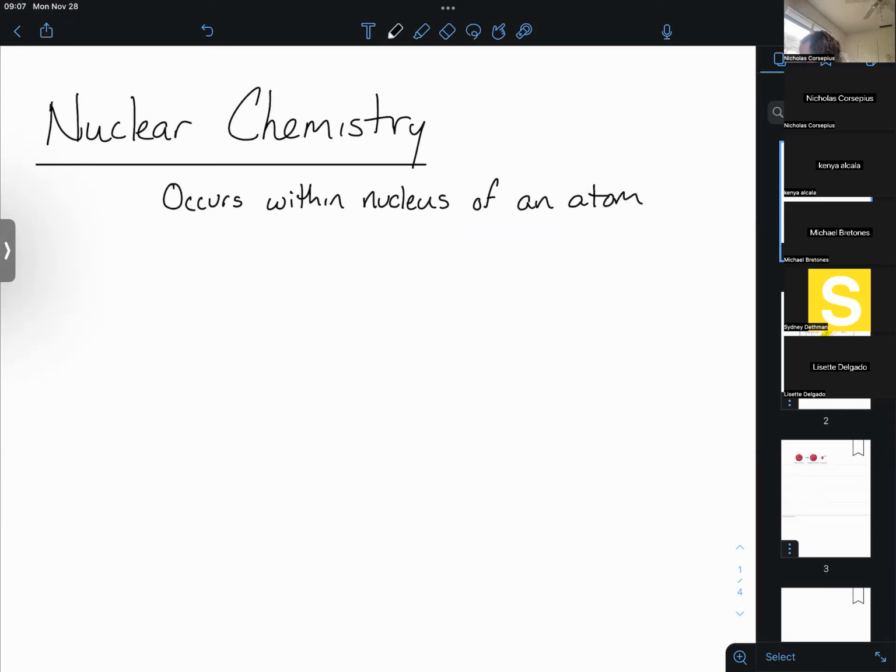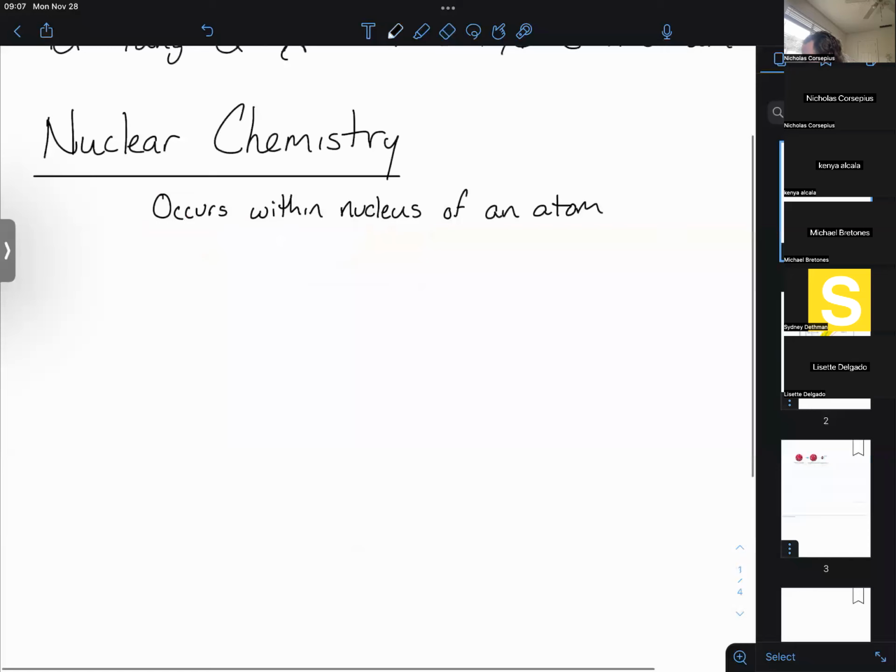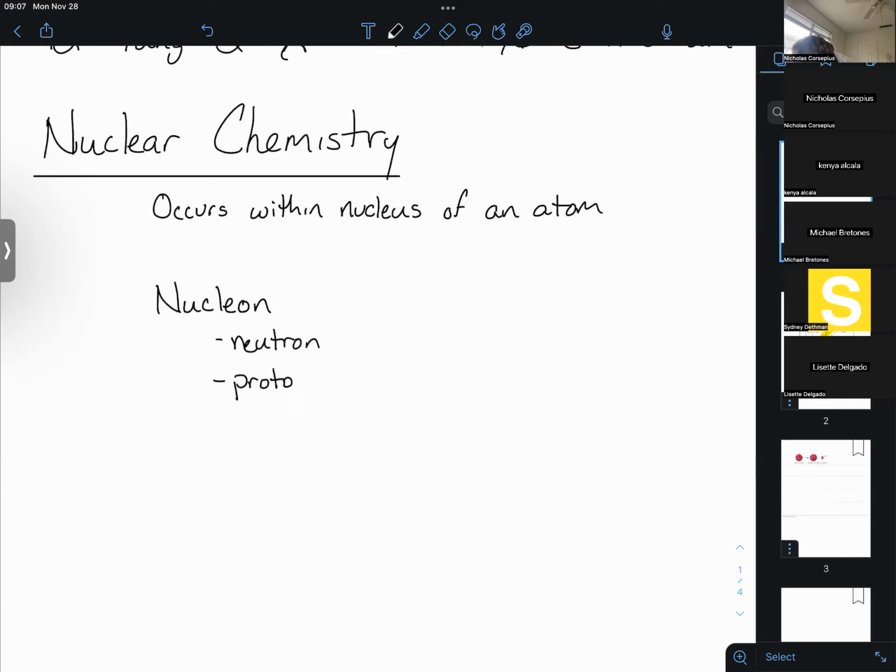But zooming in now, focusing on that nucleus, the nucleus is composed of two what are called nucleons. The neutron and the proton. So this word nucleon is probably a new word. This is the class of particle.